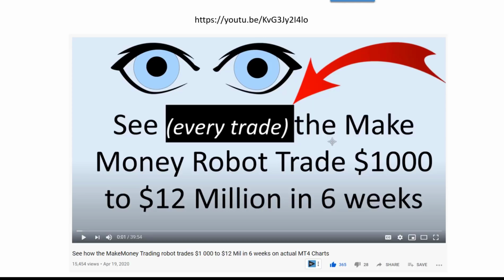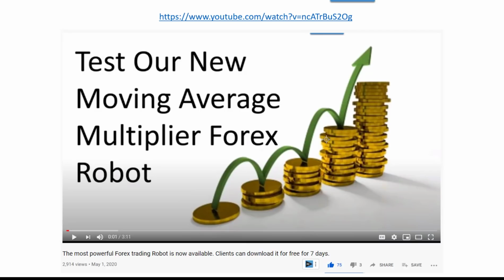We then went away and we looked at the functionality of the Make Money EA, and we came up with a completely different trading concept that actually achieved much better results. We created a Forex trading robot called the Moving Average Multiplier. Now, this multiplier has been made available to our clients for a week of beta testing, and so far the results show that this EA is superior to the Make Money EA shown in the previous slide.